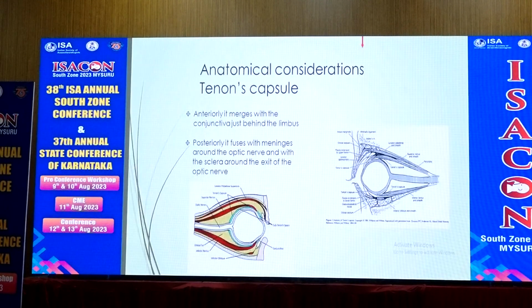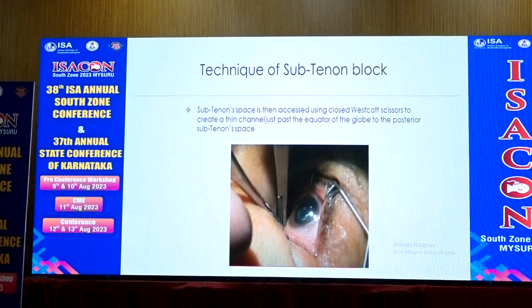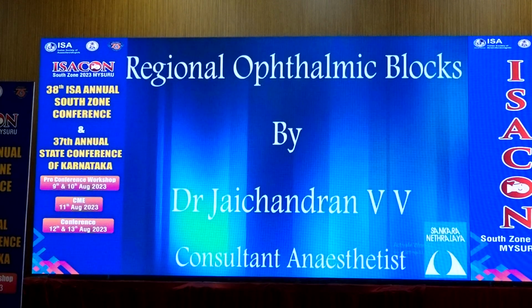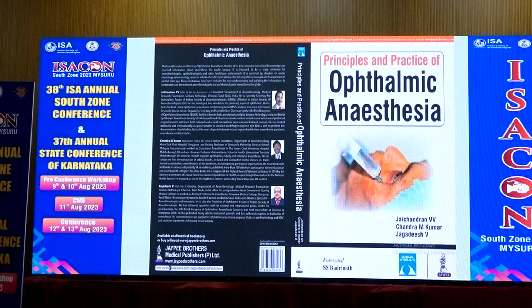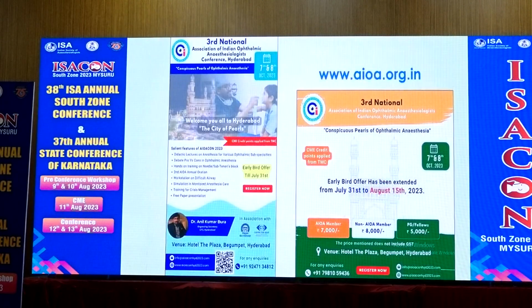So the cannula block and the needle blocks I have completed. Now if you want to know more about regional ophthalmic anesthesia, you can get this book, Principles and Practice of Ophthalmic Anesthesia, available on Amazon. And to know more, we also have the 3rd National Association of Indian Ophthalmic Anesthesia Conference coming in Hyderabad, October 7th and 8th. So please do join us.